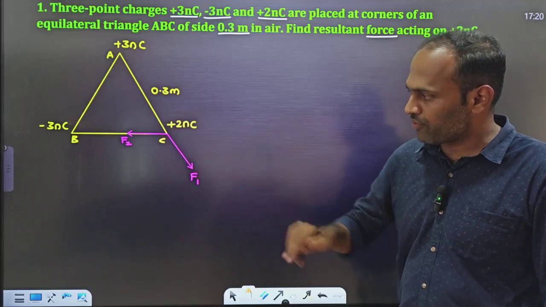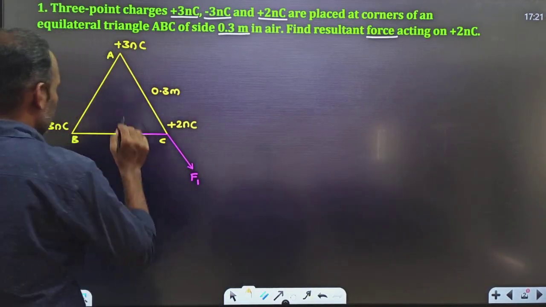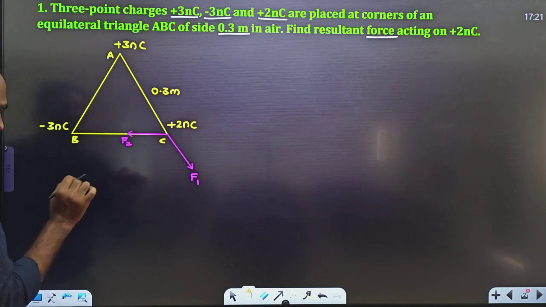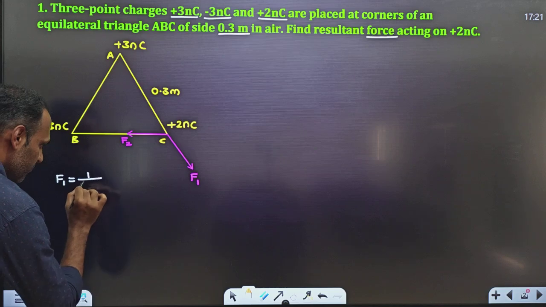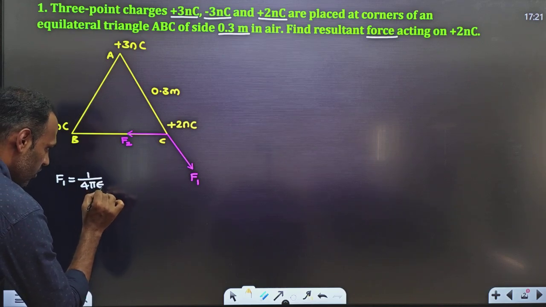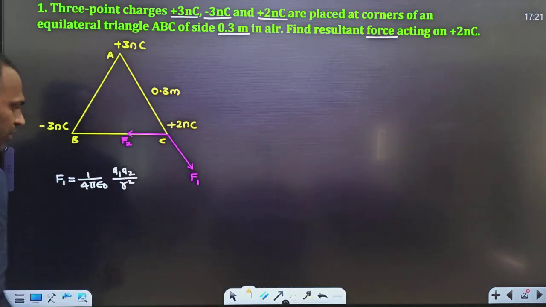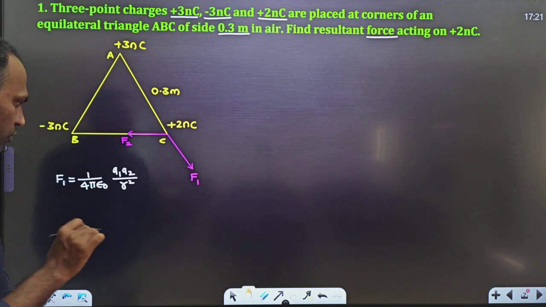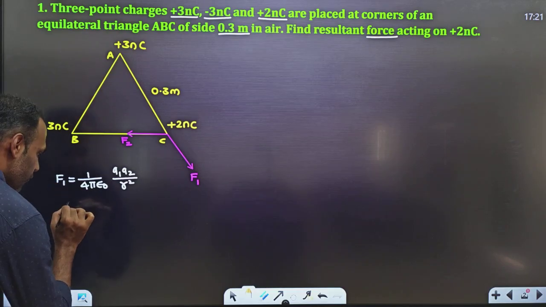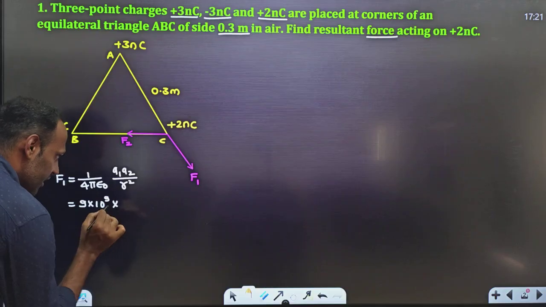So first you calculate F1 as well as F2: the force on +2 nanocoulomb due to +3, and the force due to -3. Let me calculate F1. First write the formula clearly: 1 by 4 pi epsilon naught Q1 into Q2 divided by R square. This is the formula, Coulomb's force. In a 5 marks numerical, you have to write the formula. The value of 1 by 4 pi epsilon naught is 9 into 10 raised to 9.